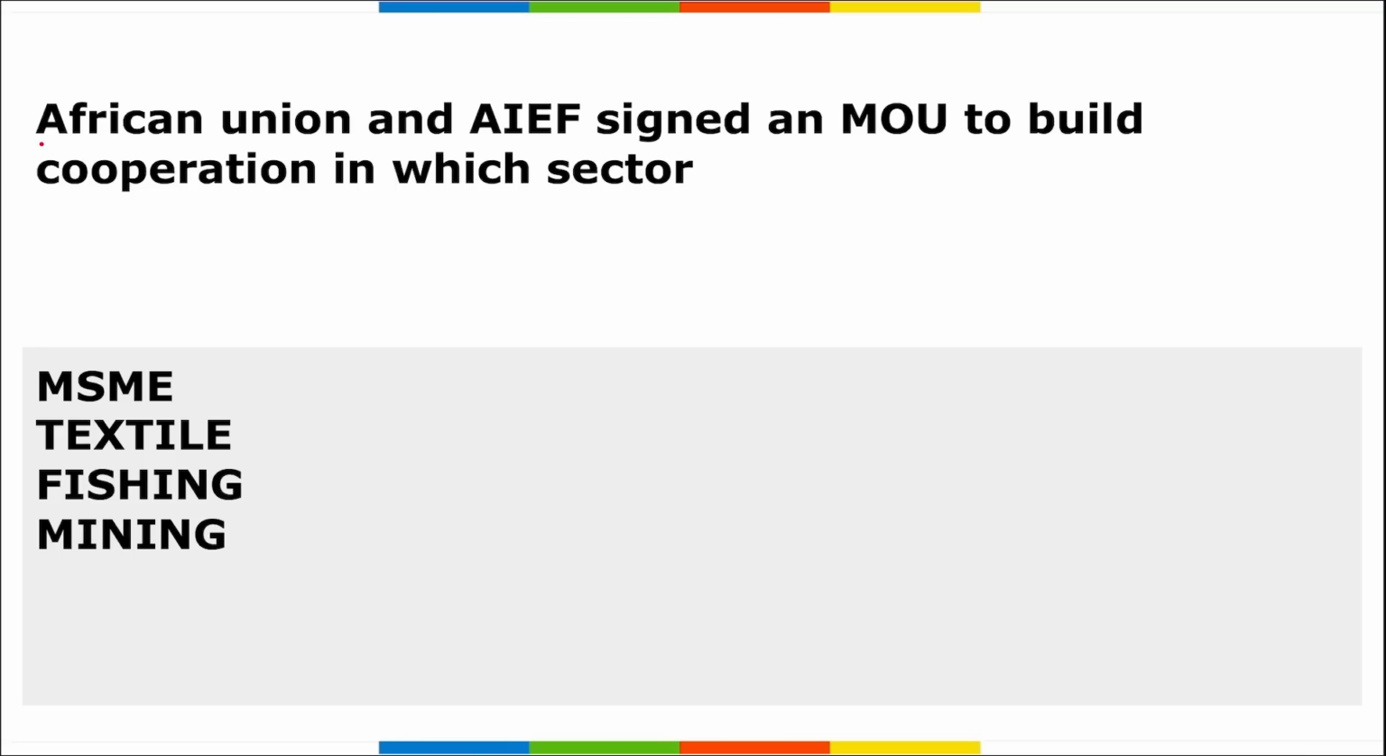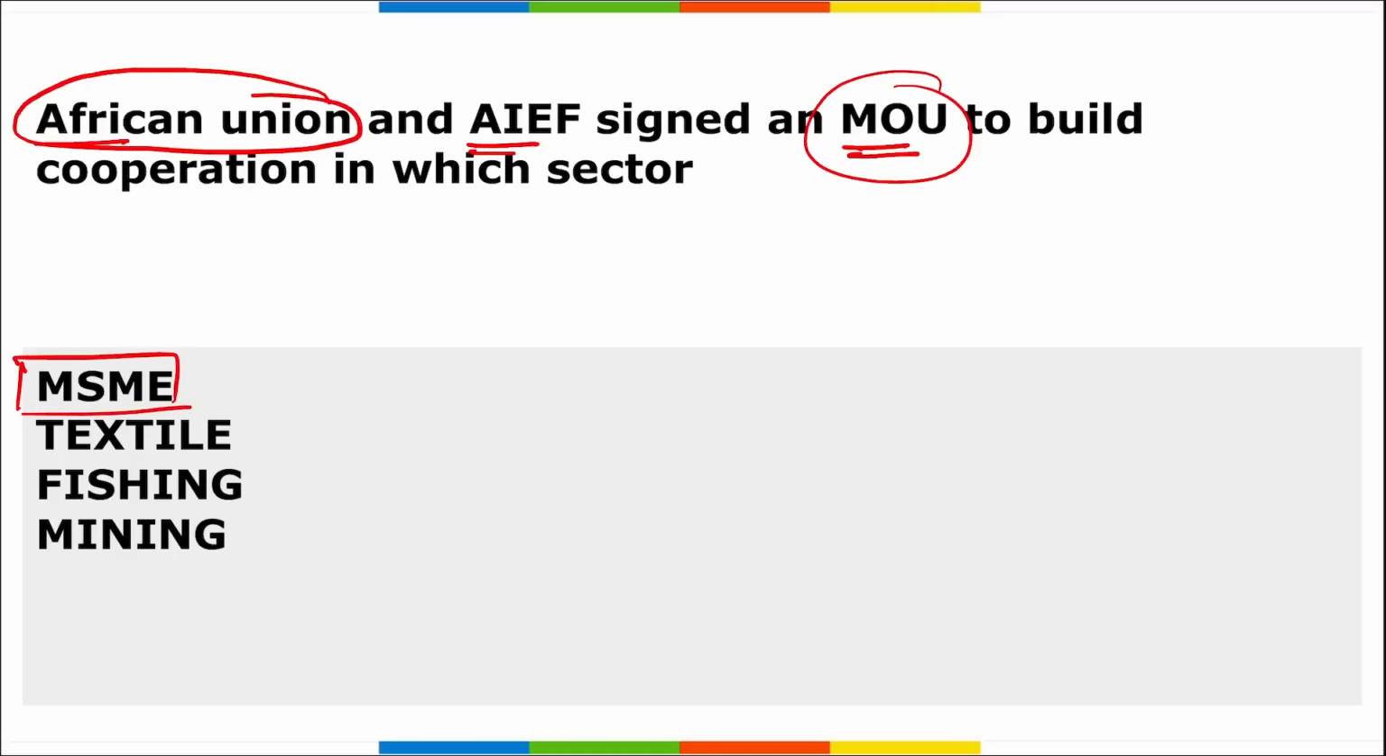Next, African Union and AIEF, they have signed a memorandum of understanding to build cooperation in which sector? So remember AIEF is your Africa Indian Economic Foundation and African Union. They came together and signed an MOU to work together on promoting businesses and trade relations between the MSME sector. All right, between MSME and the private and the public sector also of African countries in India.